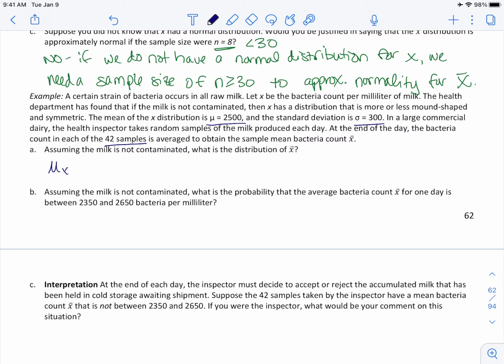So our mu of X bar is equal to mu, so this is 2,500. Our sigma of X bar is equal to sigma divided by square root of n, so this is 300 divided by square root of 42, which comes out to 46.29.